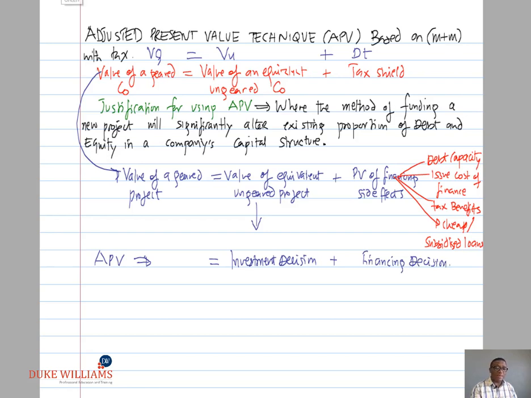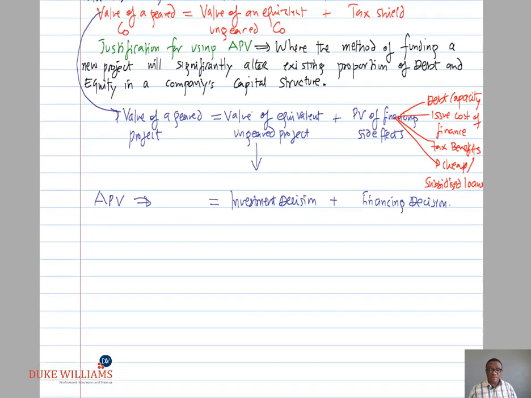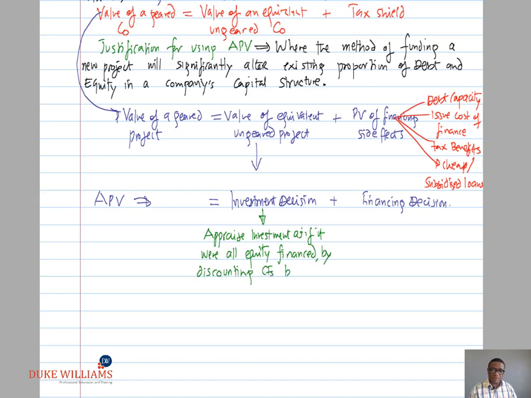meaning that if the gearing is going to change, then we'll separate investment decision from financing decision. And the investment decision is nothing more than our usual NPVs. But then this is what we do. We are going to appraise the investment as if it were all equity financed. That is no debt. And we'll do this by discounting cash flows by the cost of ungeared equity.